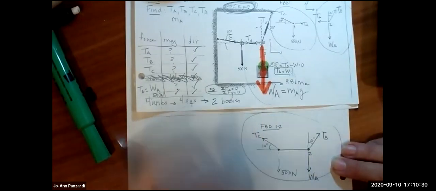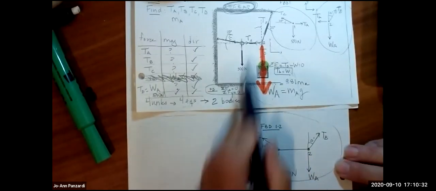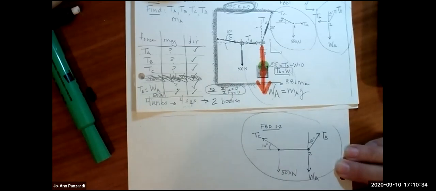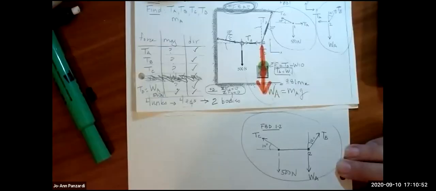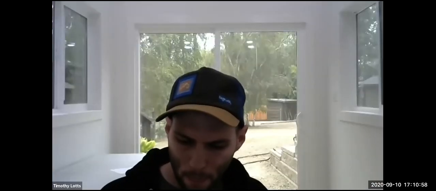I'm noticing that you did not include TA. Why? Because it's in equilibrium between point 1 and, I mean, it does have tension, but it's not going to help us really. Okay. So the word you want, the answer is it's internal to the system. It's an internal force.